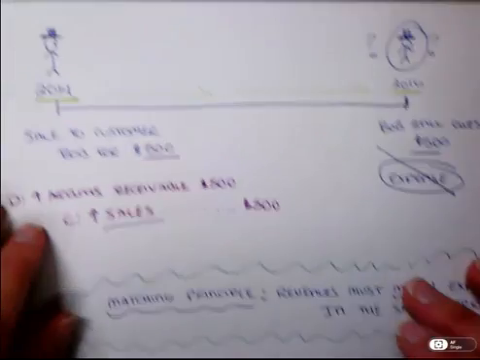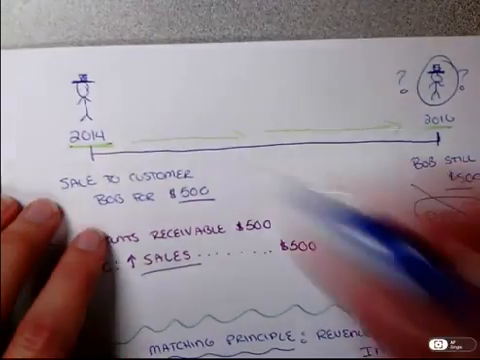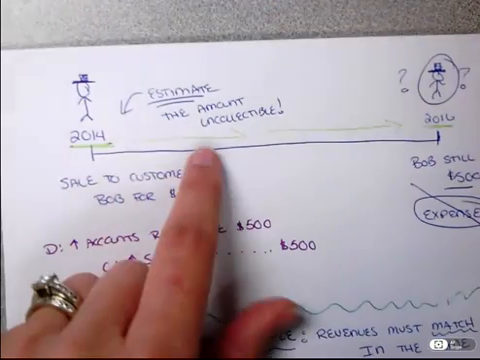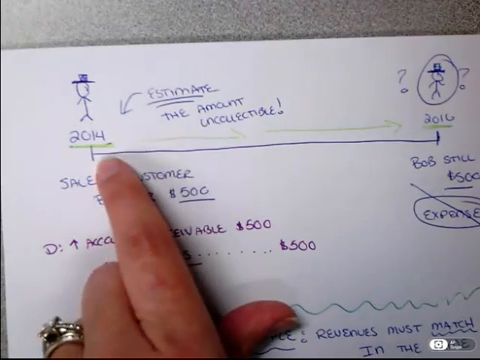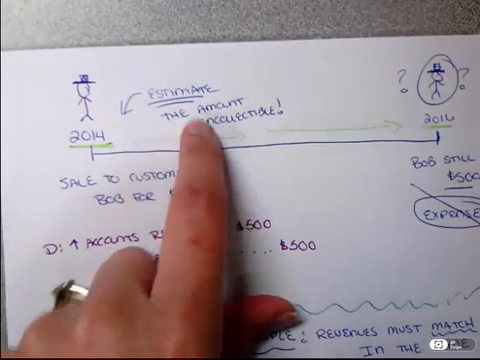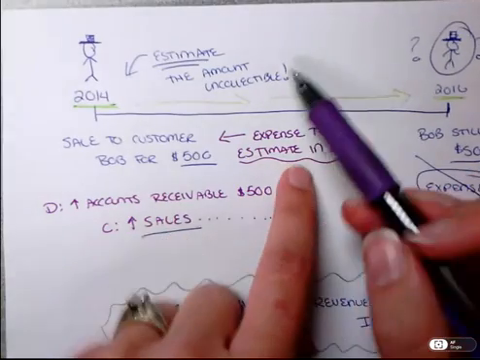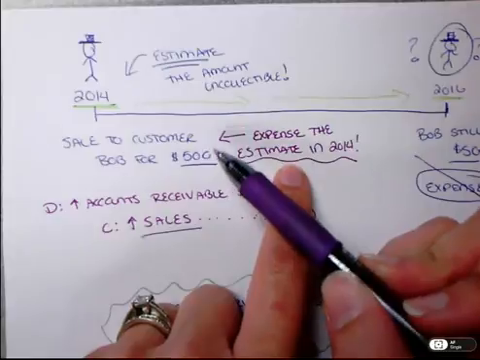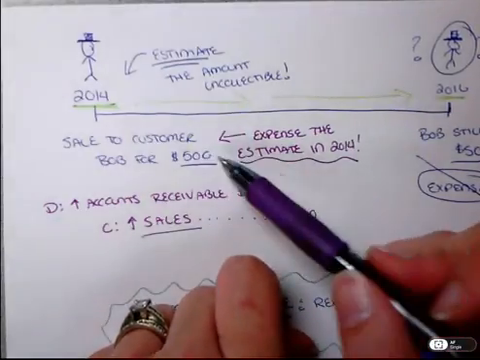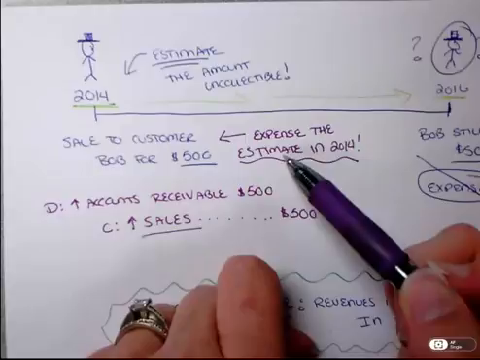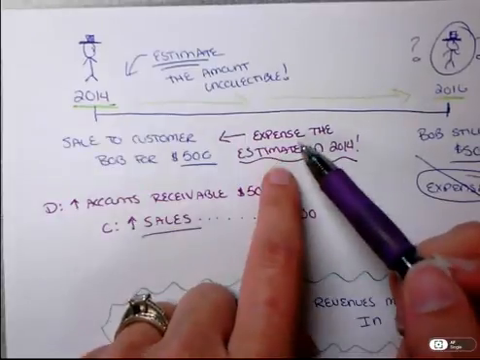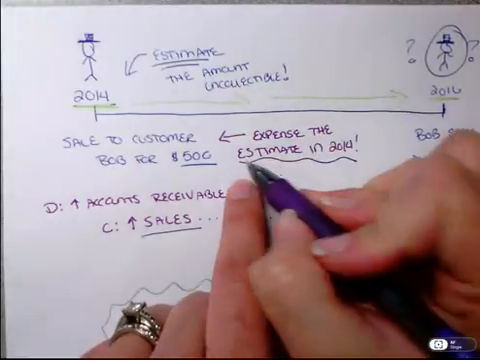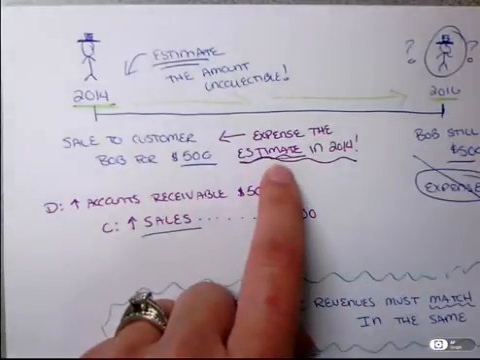So what we're going to do is estimate way back in 2014 the amount that will be uncollectible and expense it in the same year. We'll estimate the amount that's uncollectible from the sale to Bob for $500. We'll estimate what portion of that is not expected to be collected, and then we'll expense it in the same year. So we'll go ahead and make an expense. So we're going to introduce two different main methods here on how to do that. How do we estimate the amount that's uncollectible?